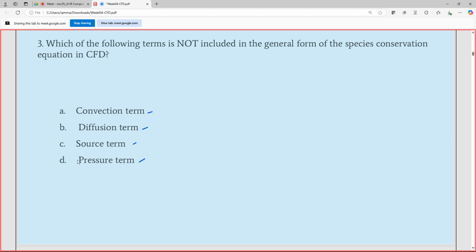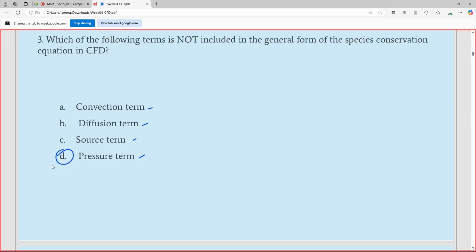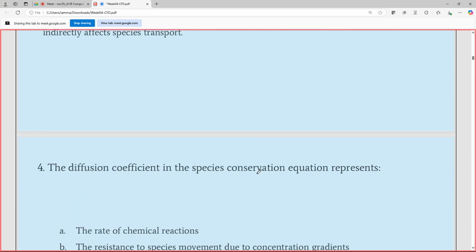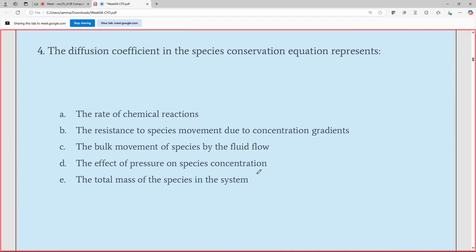The answer is option D, pressure term. Since as we have already discussed in the previous question, the pressure term is not directly involved in species transfer, but it can influence the concentration and thereby indirectly influence the fluid flow. So our answer is option D, pressure term. Moving on to next question.